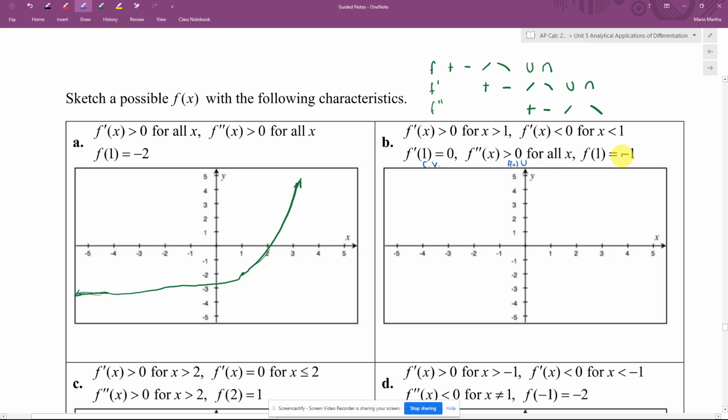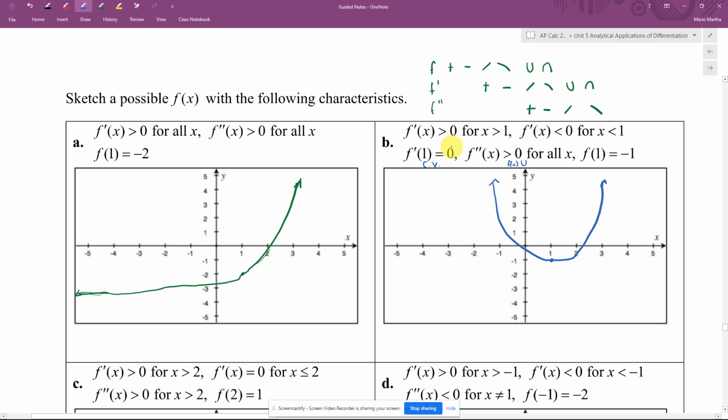And then f of 1 is equal to negative 1, so that's one of our points. And then we have a critical value at 1, and f prime changes sign there, going from negative to positive. So that means we're looking at a graph that kind of looks like a parabola. We don't know necessarily what f is, but at least we can know what shape it has. So this meets all the conditions.